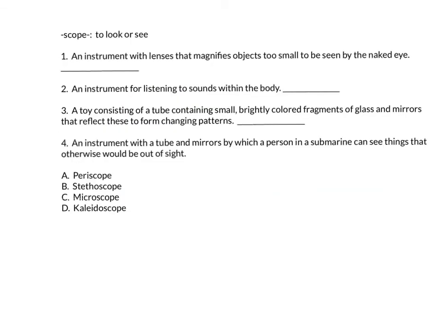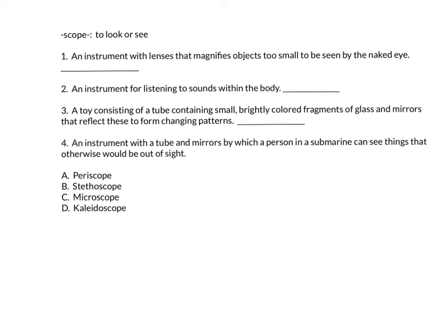So this Greek root scope means to look or see. I mean, if you scope something out, you're going to look at it or you're going to see it. So I have 4 words that contain scope: periscope, stethoscope, microscope, and kaleidoscope. So what I want to do is look at the definitions above and try to figure out which of these words fit with the definitions.